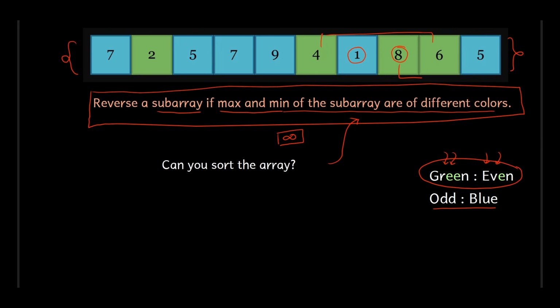But you cannot reverse this subarray because maxima and minima are the same color. Similarly, if you pick this subarray 794, maxima is 9, which is blue, and minima is 4, which is green, so you can reverse it. So you can only reverse a subarray if the minimum element and the maximum element of this subarray have different colors. Only then you are allowed to do the reverse. So you can do the reverse as many times on this array as you want.